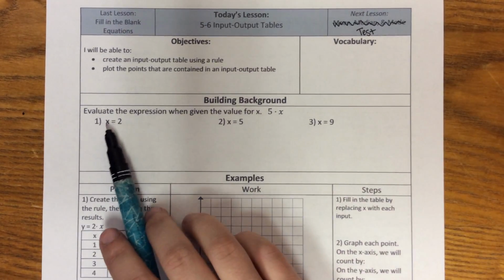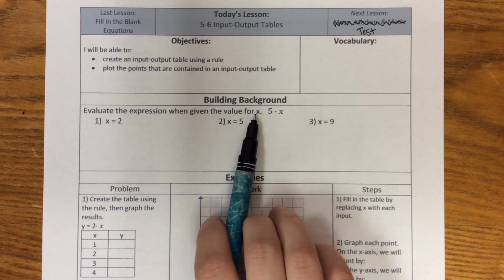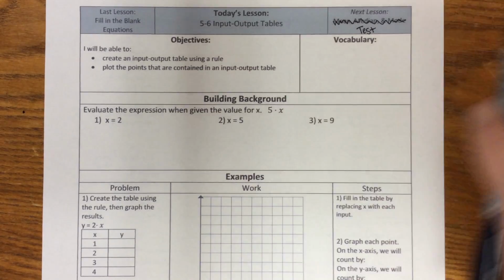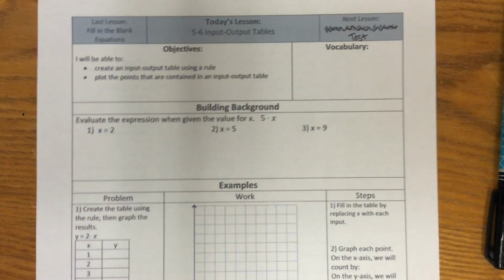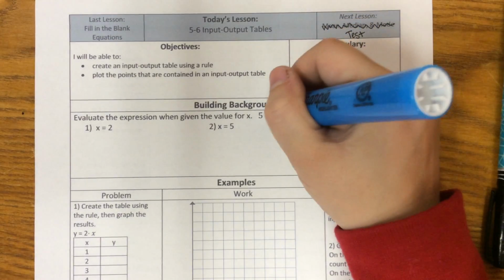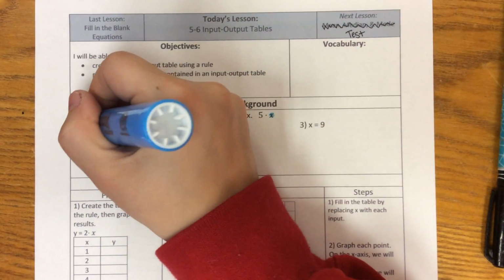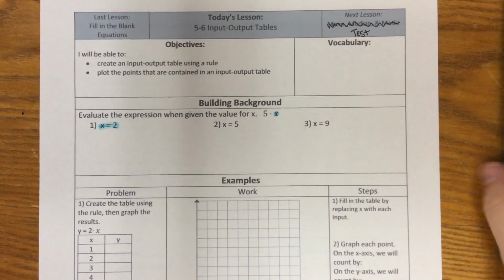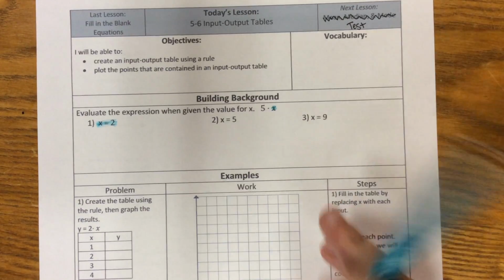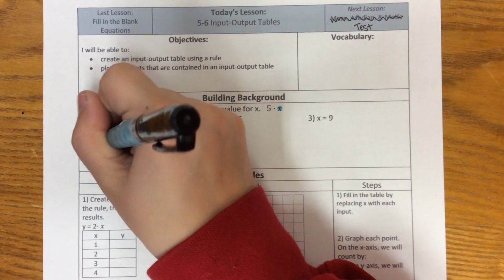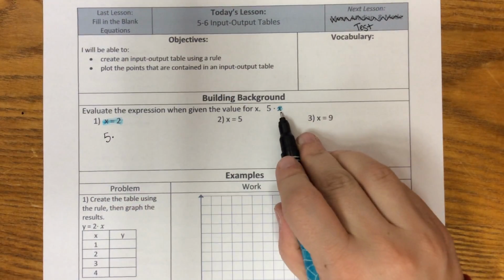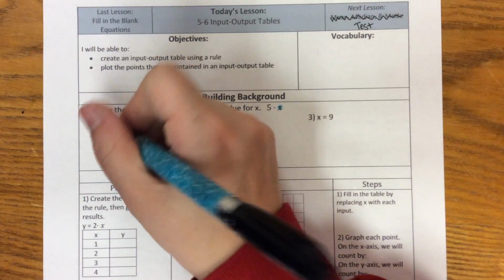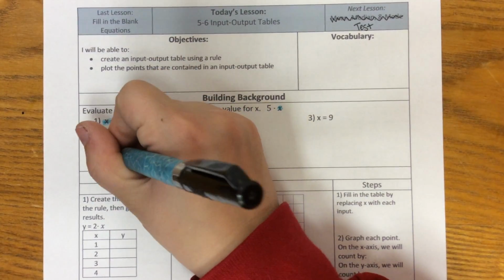Okay, so for this first one, we're going to evaluate the expression when given the value for x. So it's 5 times x. So in this first one, x is going to be 2. So I'm going to plug that in for that x. I tried highlighting in blue, but didn't really work. So I'm going to say 5 times, and instead of x, I'm going to substitute it. I'm going to replace it, plug it in. I'm going to plug in 2. So 5 times 2 is 10.